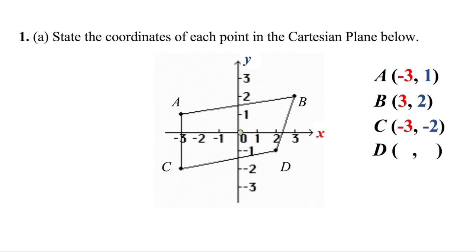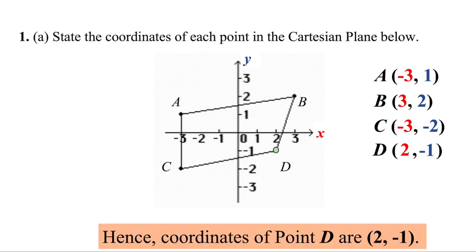Lastly, the position of point D is 2 units to the right of the origin, hence a positive 2 x coordinate, and 1 unit downward, hence a negative 1 y coordinate. Therefore, the coordinates of point D are positive 2 and negative 1, in closed brackets.